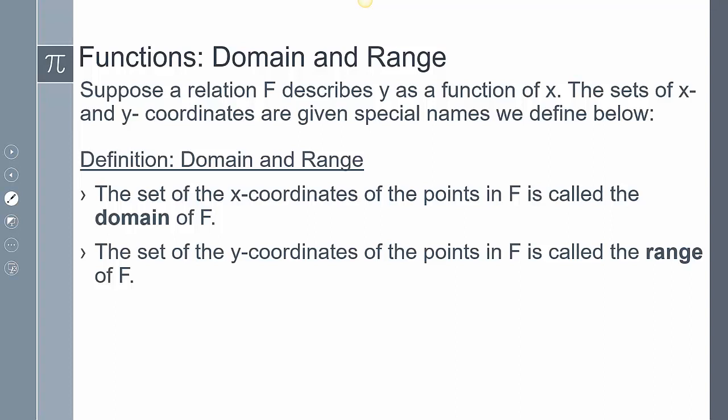Now we're examining domain and range. Now it says suppose the relation f describes y as a function of x. The sets of all the x and y coordinates are given special names. The domain is going to be the set of all the x coordinates of the points in f. And then the range is going to be the set of all the y coordinates of the points in f.